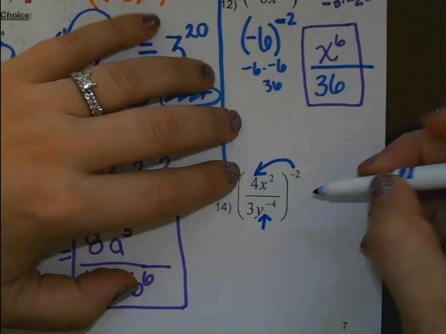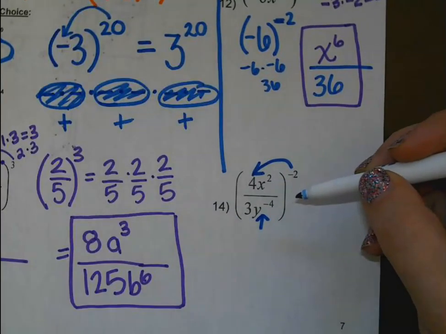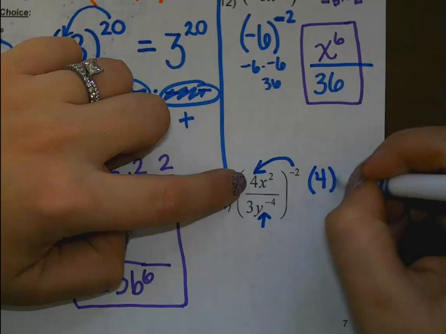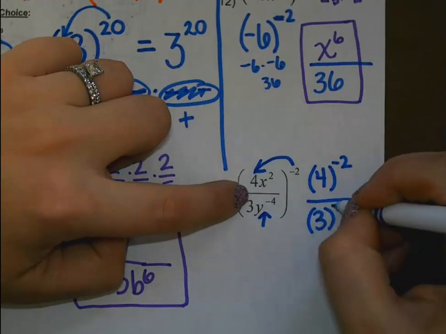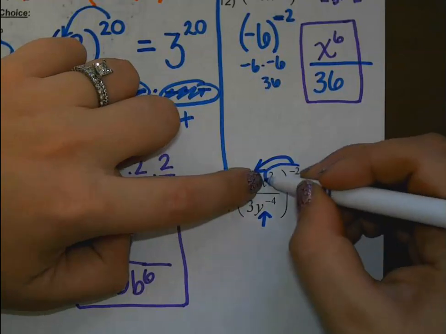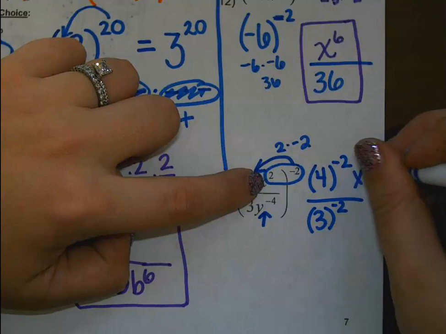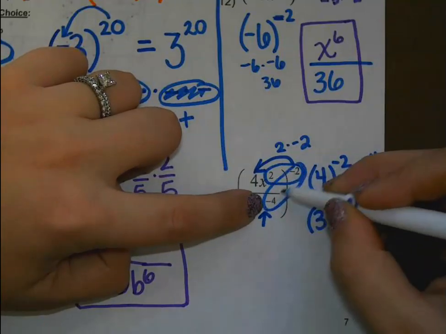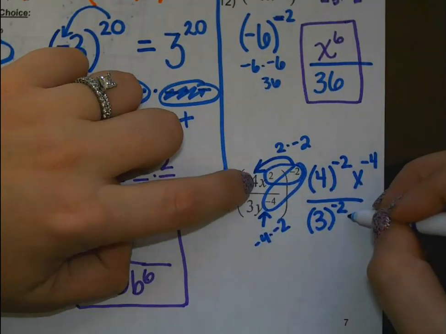Now, the way that I'm going to approach it here is I'm just going to distribute. I always move last. That's just my preference. So I'm going to do this as 4 to the negative second power, and then 3 to the negative second power, and then here we're going to multiply. So 2 times negative 2 is negative 4, and then here negative 4 times negative 2 is 8.